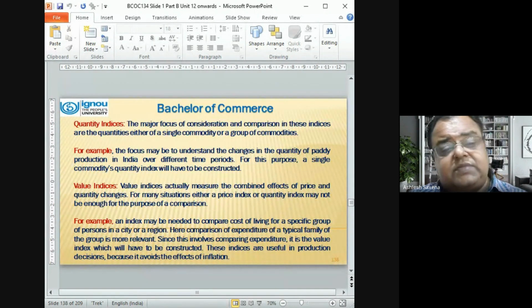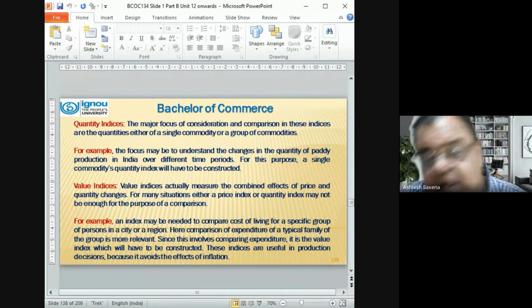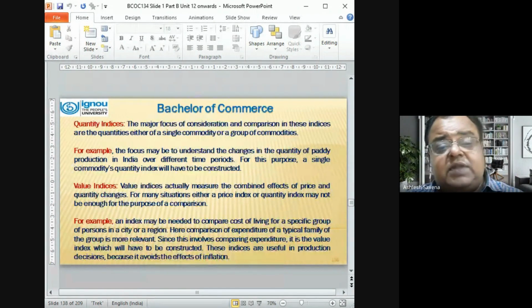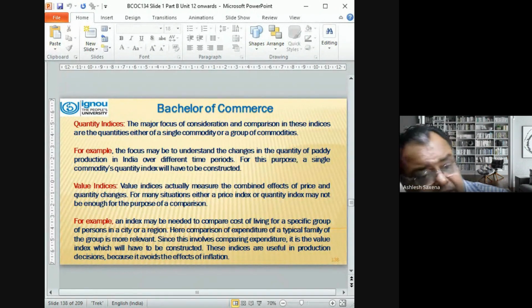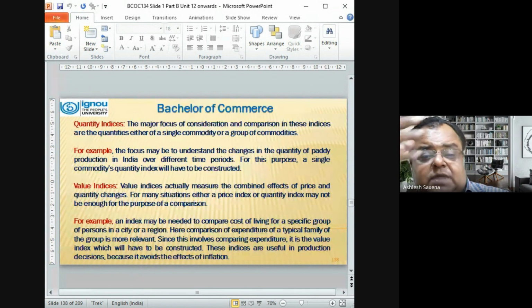Third one is value indices. Value indices actually measure the combined effect of price and quantity changes. For many situations, either a price index or quantity index may not be enough for the purpose of computation or comparison. For example, an index may be needed to compare cost of living for a specific group of persons in a city or a region.